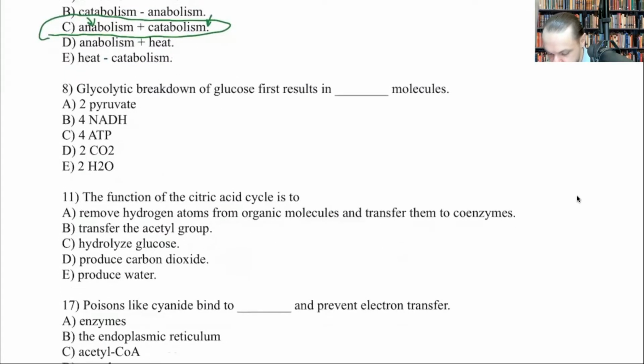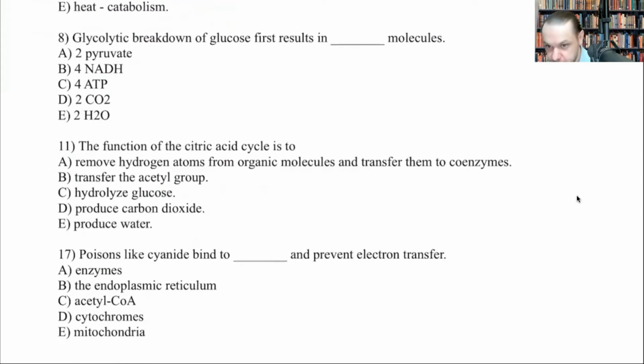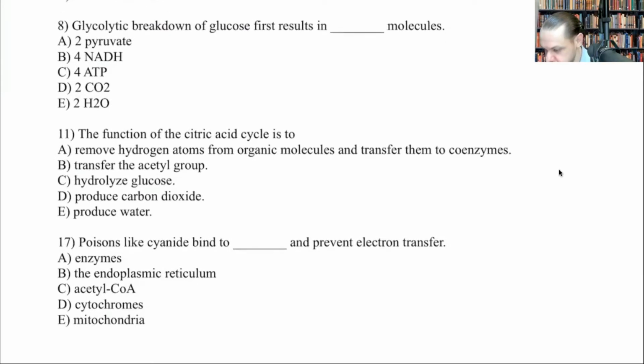All right. Now we go to number 8. We have Helmi. Would you like to go number 8? Glycolytic breakdown of glucose first results in molecule 4 ATP. C will be C.